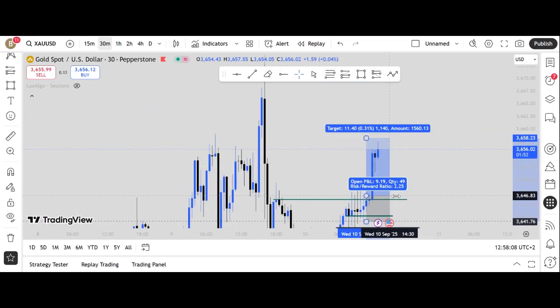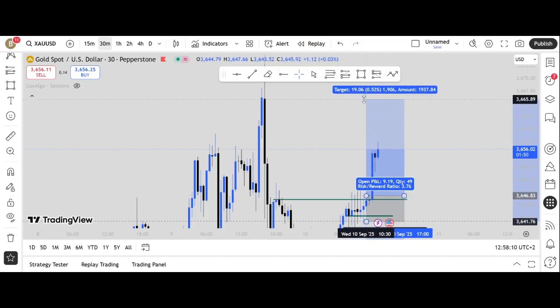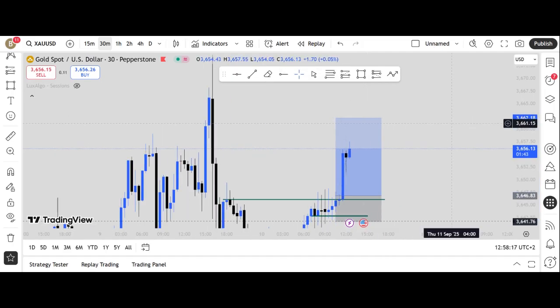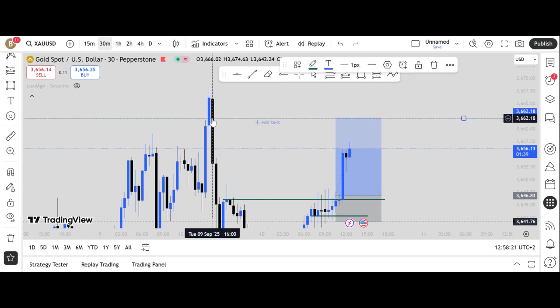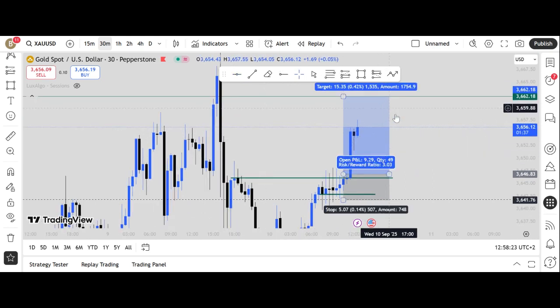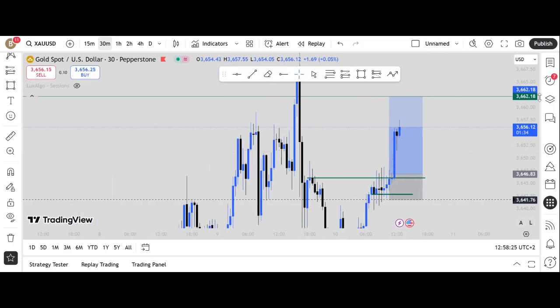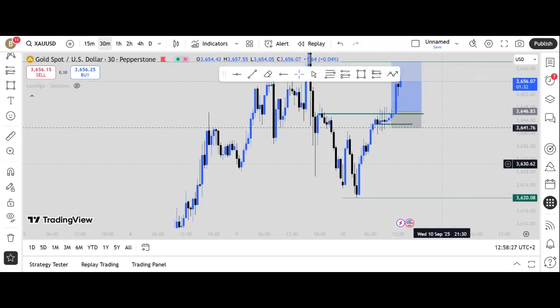Then my target was here, because I was just targeting a 1 to 3 risk to reward ratio. So as you can see, price is moving well and you are catching a trade. So I use this simple concept most of the time.